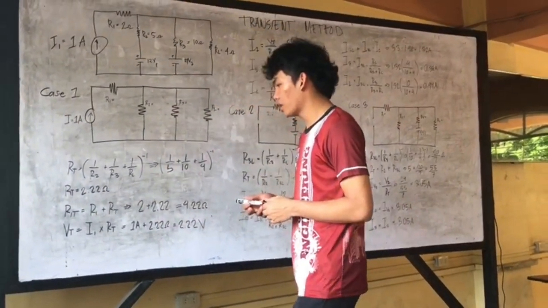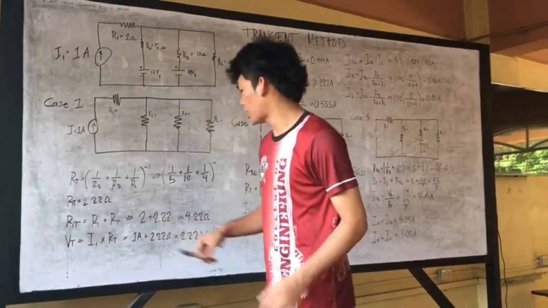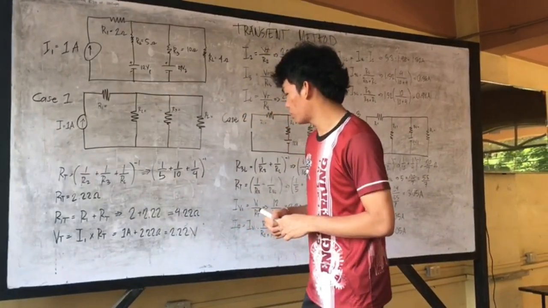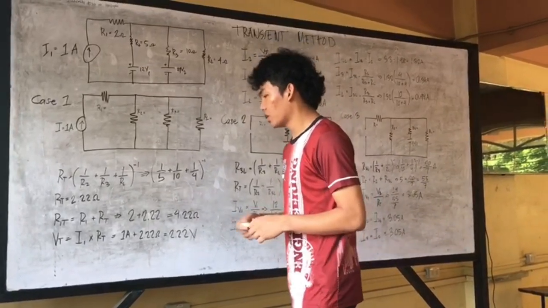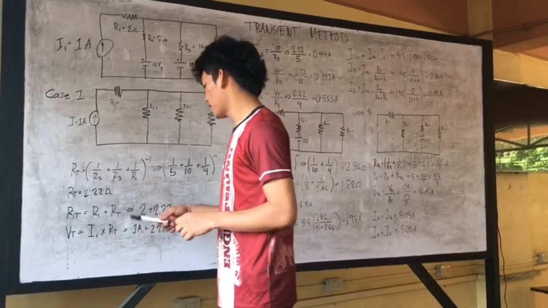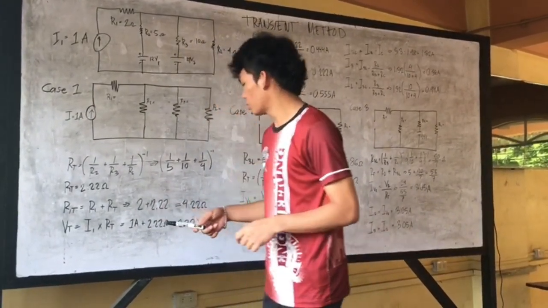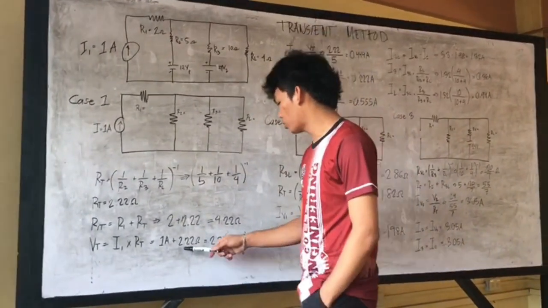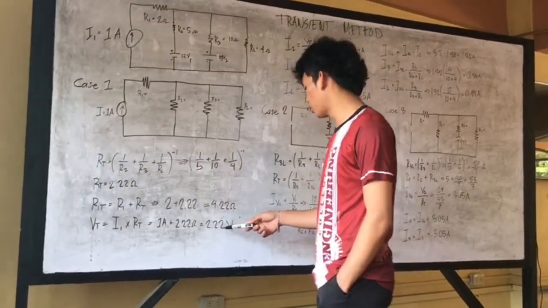To get the R1 total, we need to add R1 plus R total, and substituting, 2 plus 2.22 equals 4.22 ohms. To get the total voltage, the formula is I1 times R total. Substituting I1 as 1 ampere and R total as 2.22 ohms, the answer is 2.22 volts.